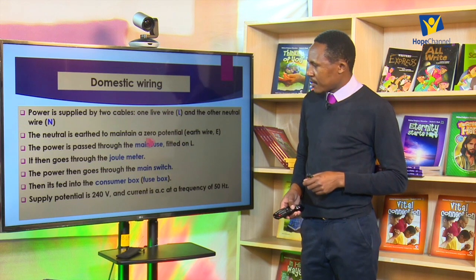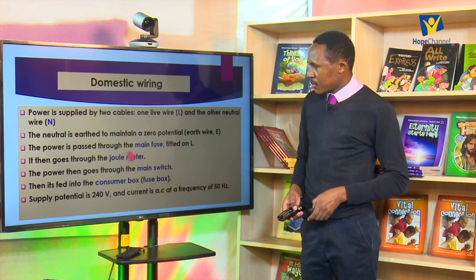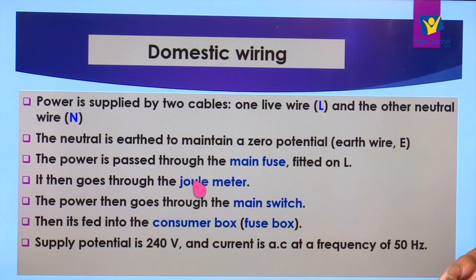Now after the main fuse, the power goes through the joule meter, sometimes known as the supply meter. This is where the consumption, whatever is used in that homestead, is going to be recorded for the purpose of billing. We need to pay for the electricity, we need to pay for the consumption, and so the meter is what registers what has been consumed, so that we pay for the consumption that we have during the period in our houses.